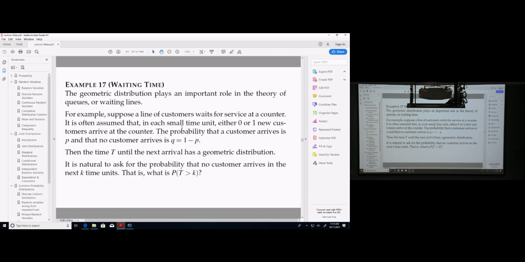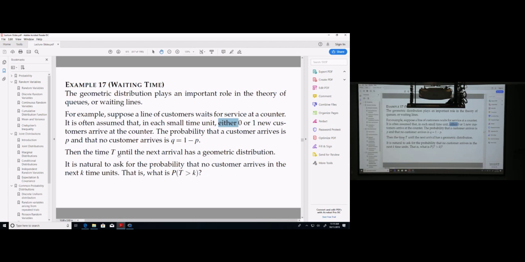For example, suppose a line of customers waits for service at a counter. It is often assumed that in each small time unit, either 0 or 1 new customers arrive at the counter. So this is an assumption. Basically, we do not assume arrival of batches, all right? People just arrive randomly, not in a group. So if I divide the time small enough, then basically there is either no customer or at most 1 customer. So I exclude batch operations.